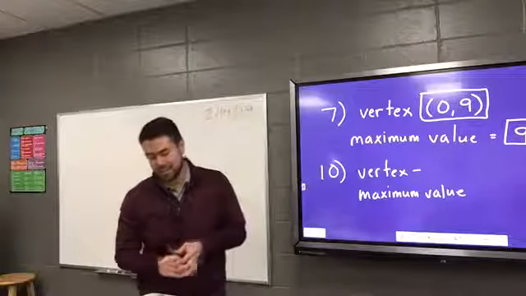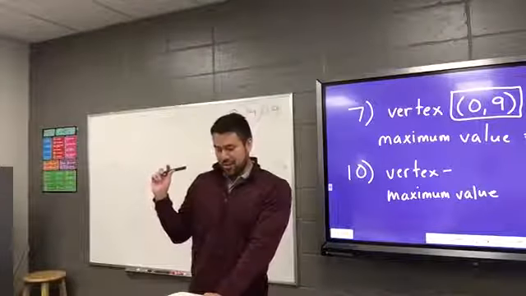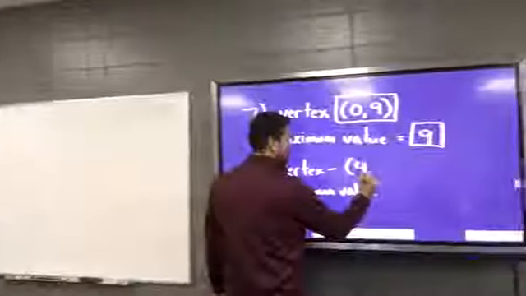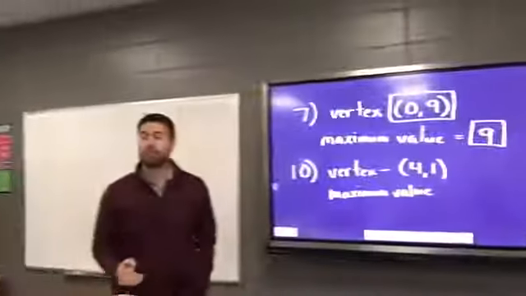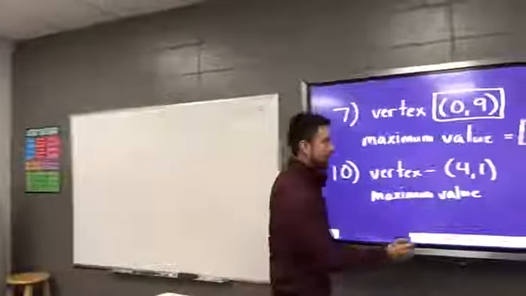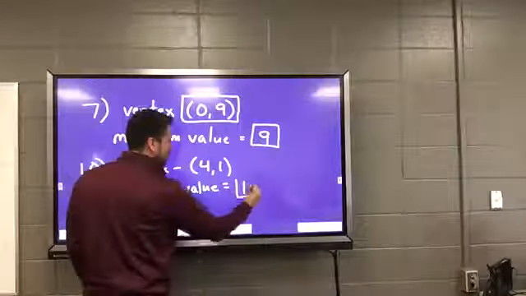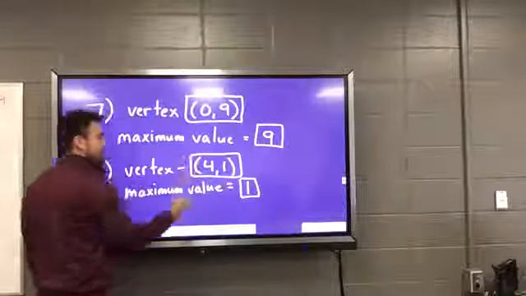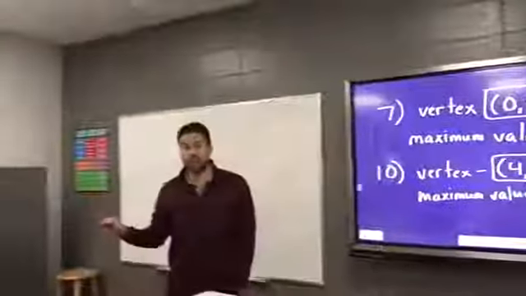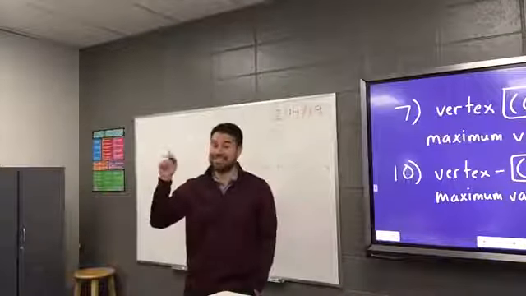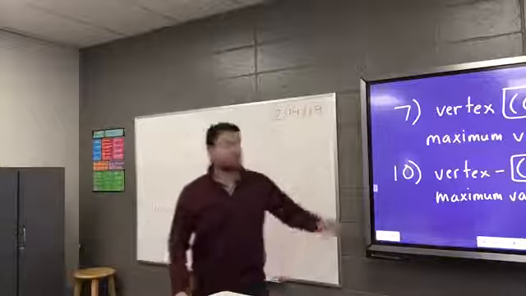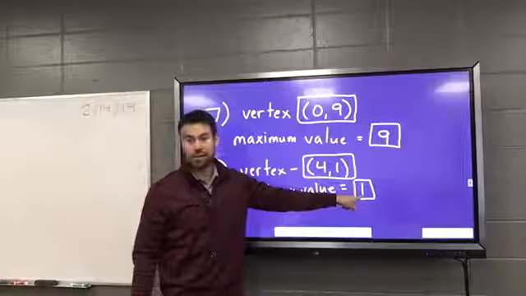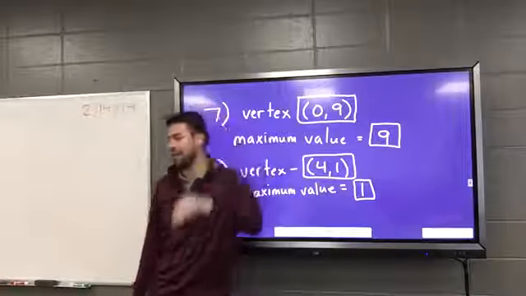Hold on, number 10. All right. 4, 1. I got 1, 4. Oh, that's incorrect. You have to do the x first. Thank you. 4, 1. What is the maximum value? 1. And you're like, how'd you figure that out? Well, what's the highest y number that graph can have? 1. It has how many points on it? Infinite. And the highest y value that it can have is 1. Out of all those, that's the highest one. That's a peak. And then same thing for the other one.